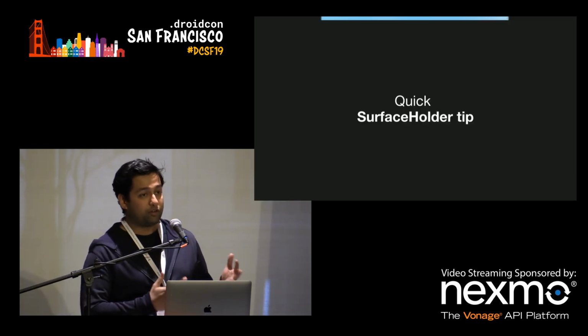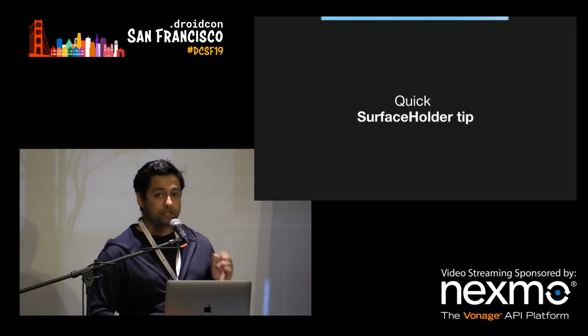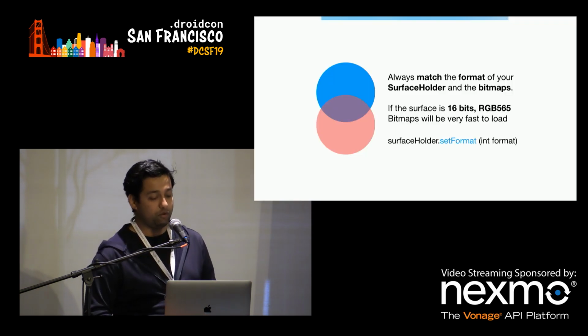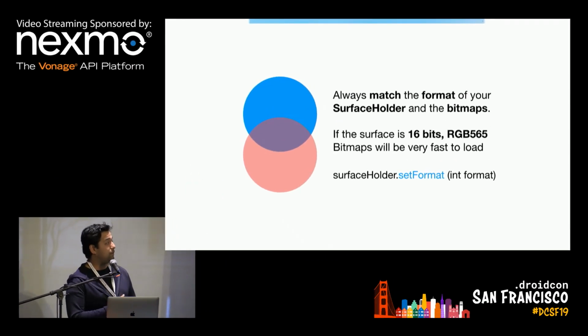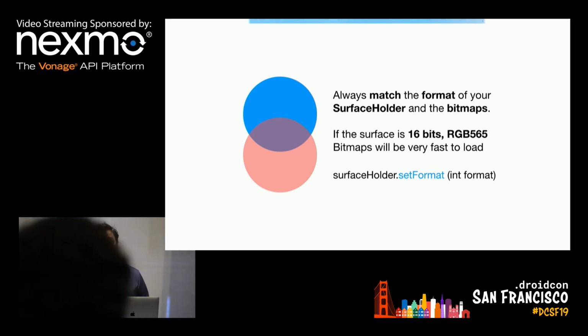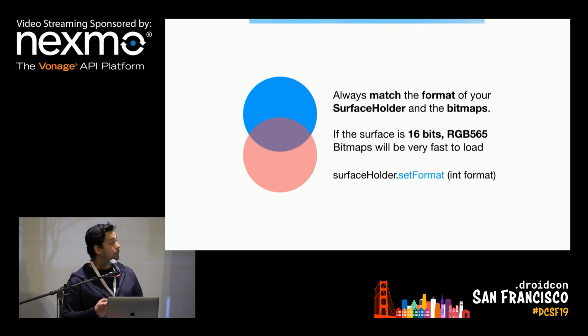Another quick tip while we're talking about SurfaceHolder: there's a small performance benefit if you completely avoid any kind of transparency formats. In our app, we completely avoided any transparency bitmap formats, so 32-bit RGBA 8888, we just ignored it. I don't think everybody can do this. If your app needs transparency support, you kind of have to work with it, but at the very least, you can match the format of the bitmap with the SurfaceHolder. The SurfaceHolder has a setFormat method. Just make sure if you're using, let's say, 16-bit, you set the format accordingly.